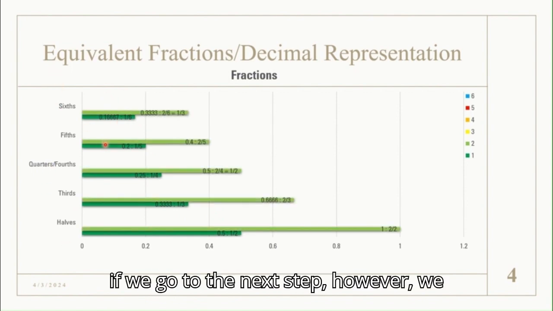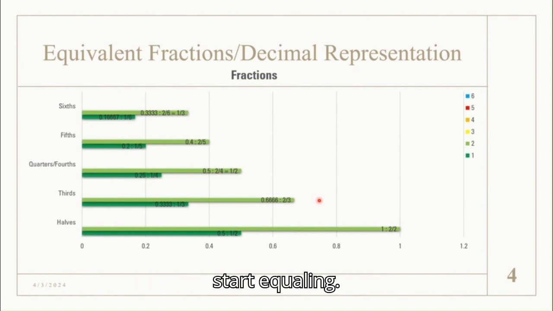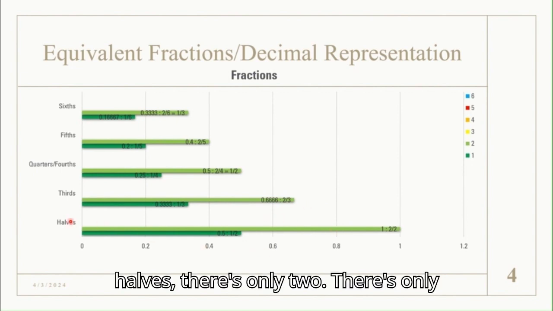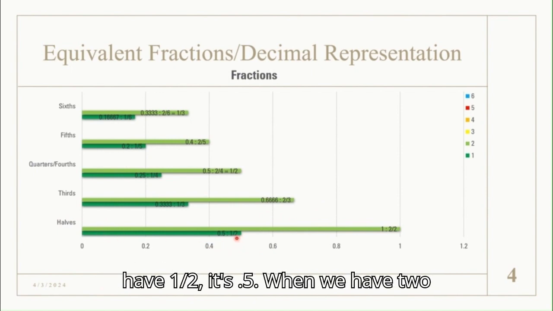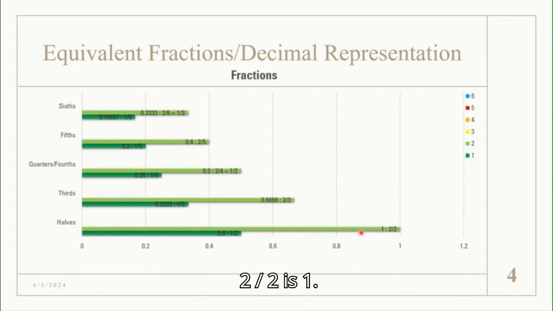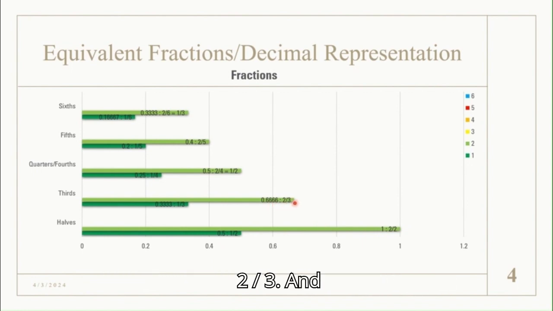If we go to the next step, however, we start to see that some of the values start equaling each other. In the case of halves, there are only two numbers we can get. When we have 1/2, it's 0.5. When we have 2 halves, we end up getting just 1, because 2 divided by 2 is 1. But when we're looking at thirds, we get 2 divided by 3, and that gives us 0.6 repeated. This 0.6666 keeps on going forever.